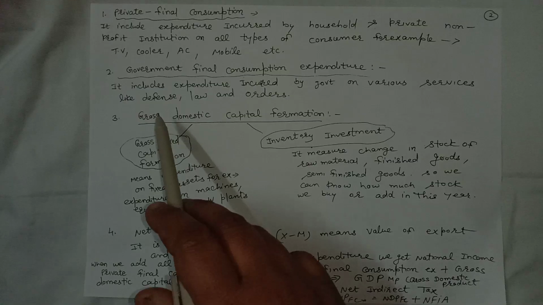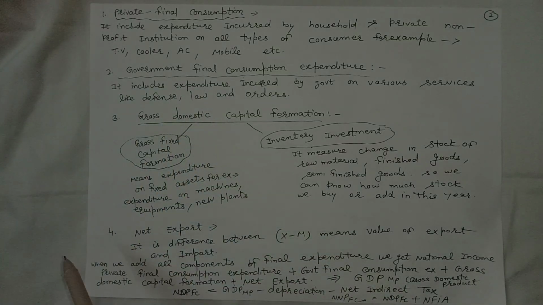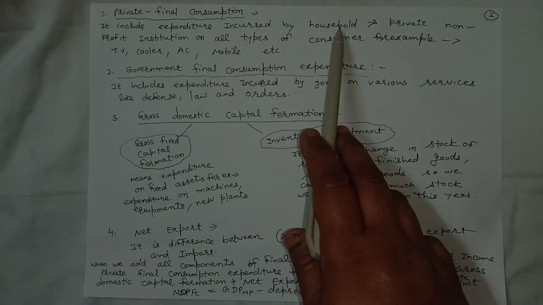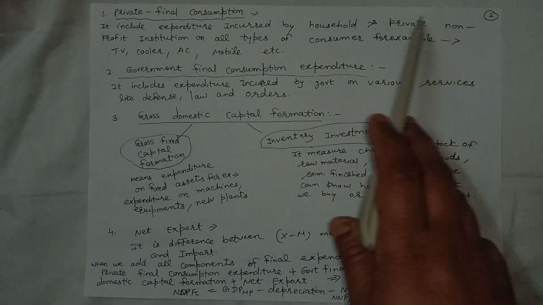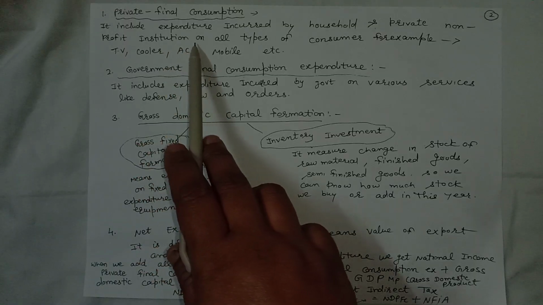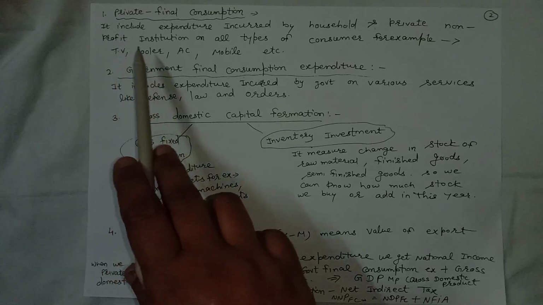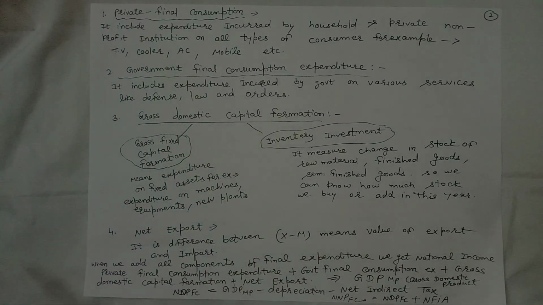I have the first component, that is private final consumption. It includes expenditure incurred by households and private non-profit institutions on all types of consumer goods, for example TV, cooler, AC, mobile, etc.